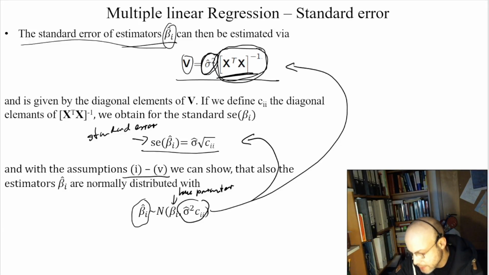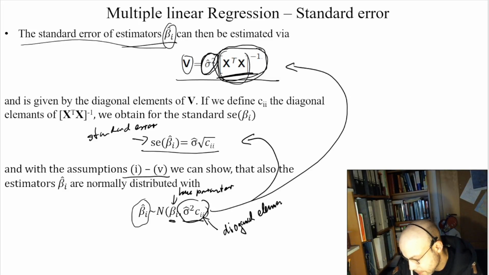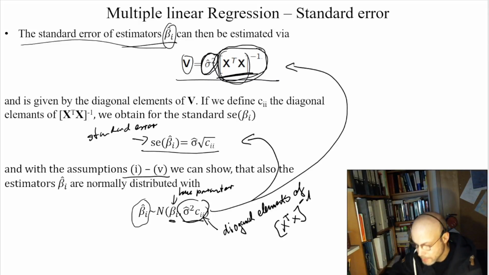This means we can show that the estimated parameters beta are also normally distributed around the true value of beta, with variances sigma hat squared times the diagonal elements of (X^T X) to the power of minus 1.